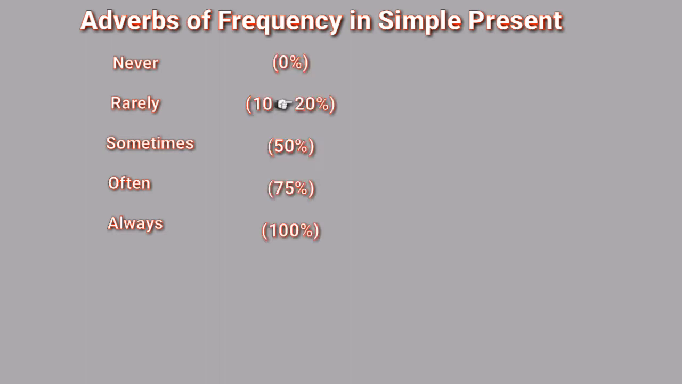There are some words in English called adverbs of frequency to describe how often something is happening. These are never, rarely, sometimes, often, and always. Never is used for 0% of something we do, and rarely is used for 10 to 20%. Sometimes is used for 50%. Often is used for 75%, and always is used for 100% of the time. So how can we use them in examples according to simple present tense? Come on, let's see some examples.